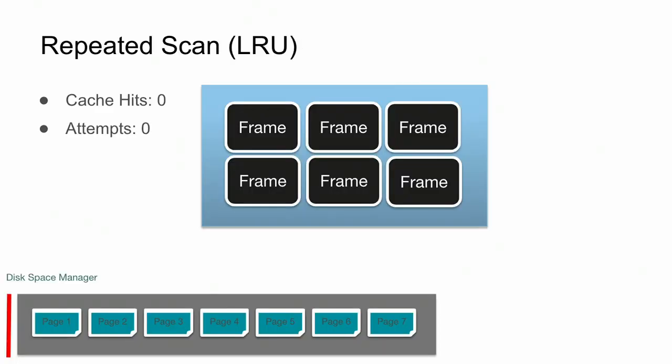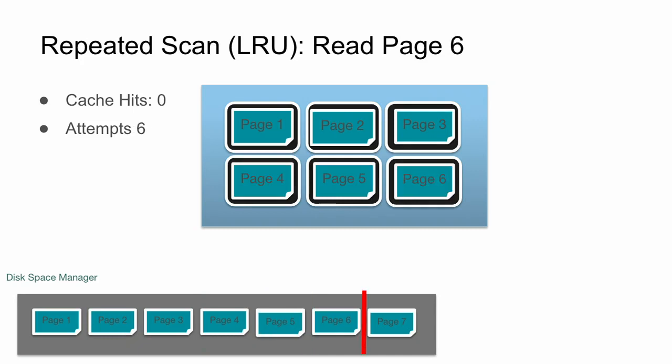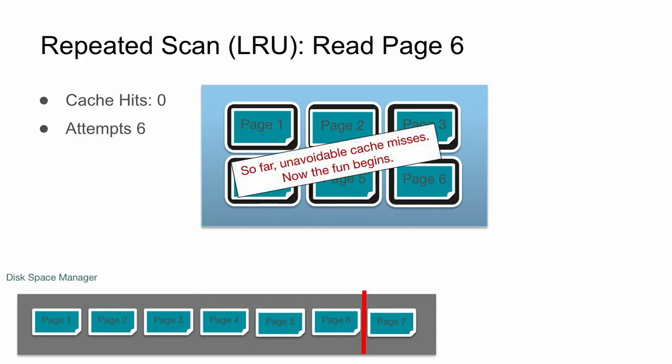Okay, let's do a repeated scan here. We're going to repeatedly scan through the file on disk, okay? Page 1, page 2, page 3, page 4, page 5, page 6, okay. So far, everything we've had has been unavoidable. No one can possibly be blamed for having cache misses. I mean, you've never read that page before. So far, it's whatever. Now, let's see what happens.